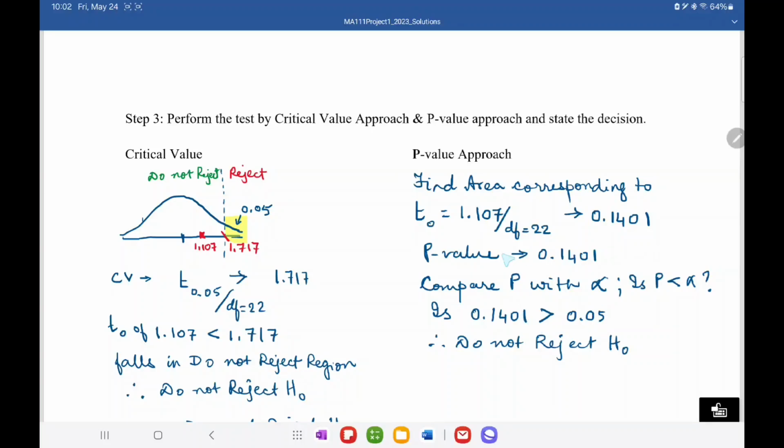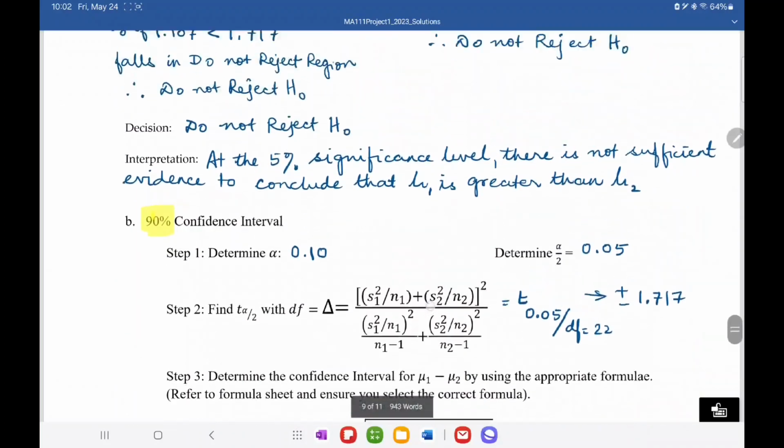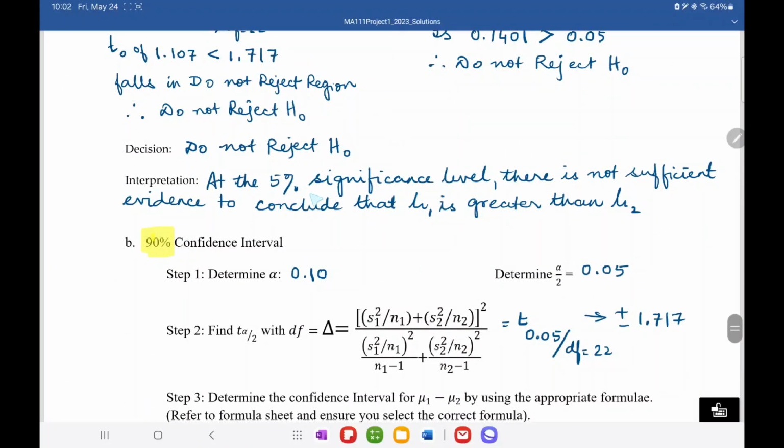All right, and then you compare with alpha. If it is less than alpha, then you reject. If it is greater than alpha, then you do not reject. All right, so that's the p-value approach. And then you write your decision and then you interpret it. Again, because this is not an application-based problem, you cannot state it in context of the problem, so you're going to use your alternate hypothesis statement in your interpretation.